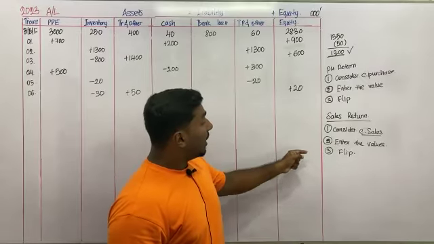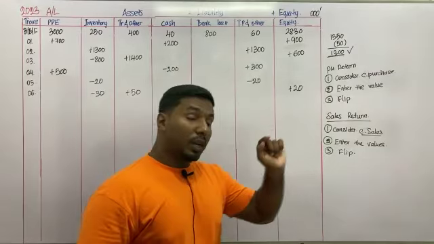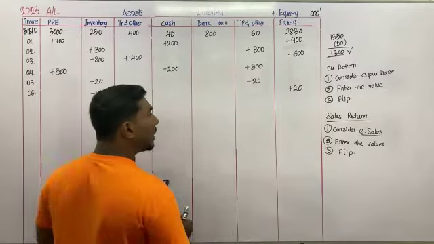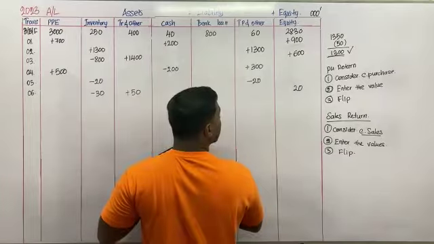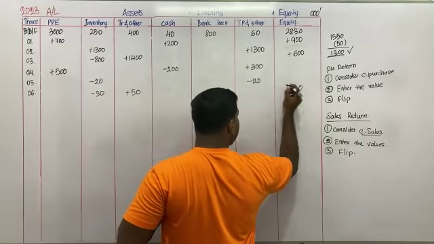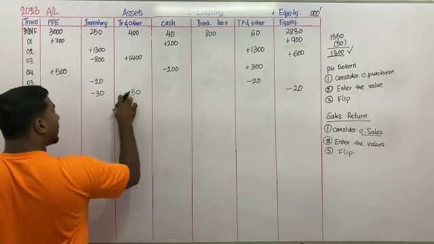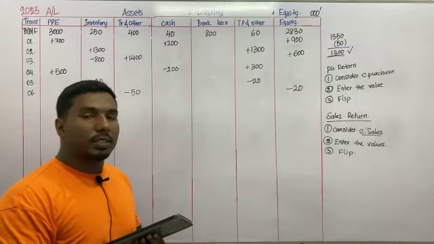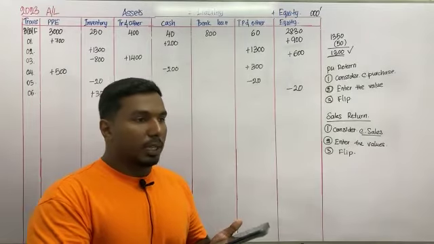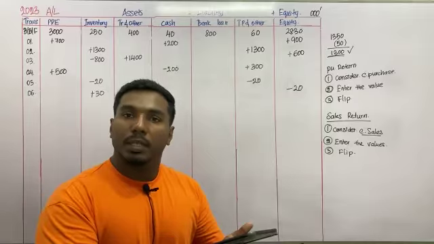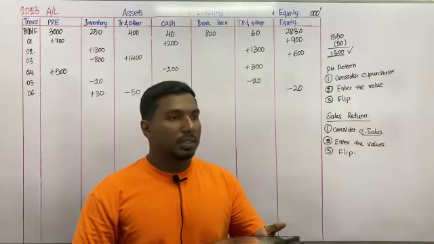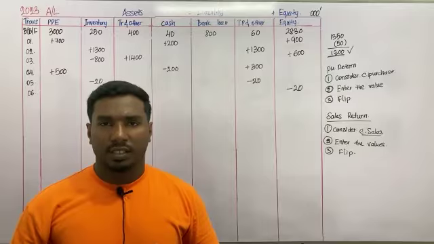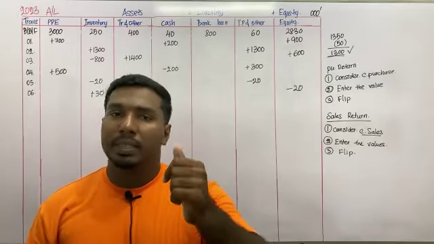After that, I have entered the values. Now what I have to do? Now I have to flip the values. How to do that? The plus becomes minus, plus becomes minus, minus becomes plus. Very simple. Plus to minus, minus to plus. So you don't have to be confused with the purchase return and the sales return transaction. What you have to do is, you know how to enter the credit sales transaction. You know how to enter the credit purchase transactions.